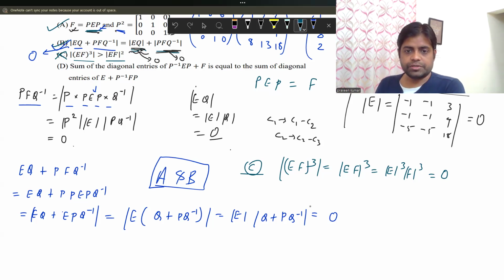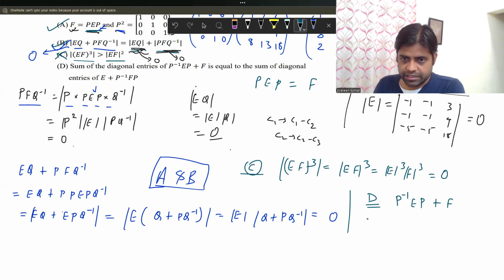So come to the D option. Sum of diagonal entries of P inverse EP plus F. So let's try to find out what is P inverse EP plus F. Right, we have F is equal to PEP. And here we have P inverse EP.